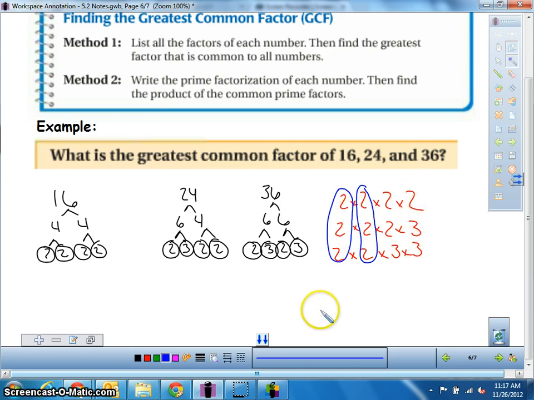I only have 2 circles, which means I'm going to do 2 times 2 for my greatest common factor of 4. That's the closest thing I have, or the greatest common factor between those 3 numbers. So the greatest common factor of 16, 24, and 36 is 4.